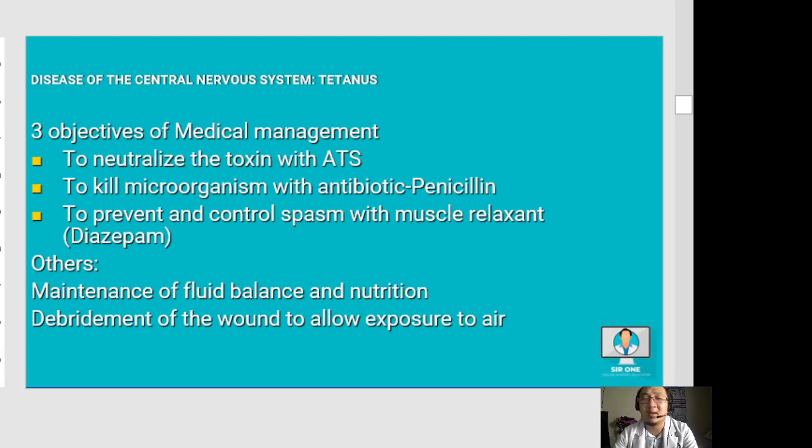And others: maintenance of fluid balance and nutrition, and debridement of the wound to allow exposure to air, since the causative agent is anaerobic, so faster healing will be an effect of light dressing wound care. Okay, when you say light dressing, do not enclose the wound really tightly. As much as possible, air should ventilate within the dressing, because oxygen will enter, and this goes against the characteristic of the bacteria, which is anaerobic.